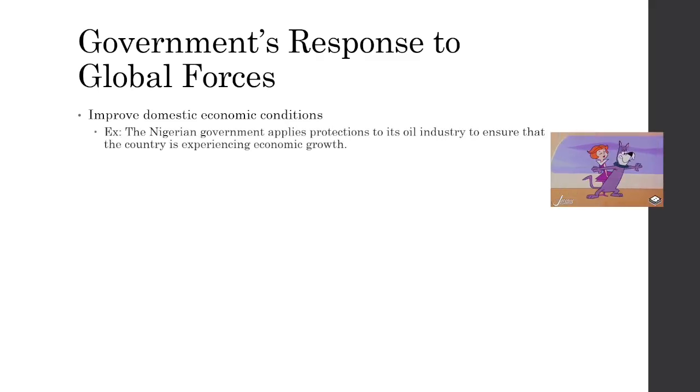So, for example, of improving economic growth in Nigeria, they've applied protections to the oil industry to ensure that the country is experiencing economic growth. You also want to see responses to domestic consumer and producer demand, supply and demand, capitalism. If people want stuff, you're supplying it for accessible prices.